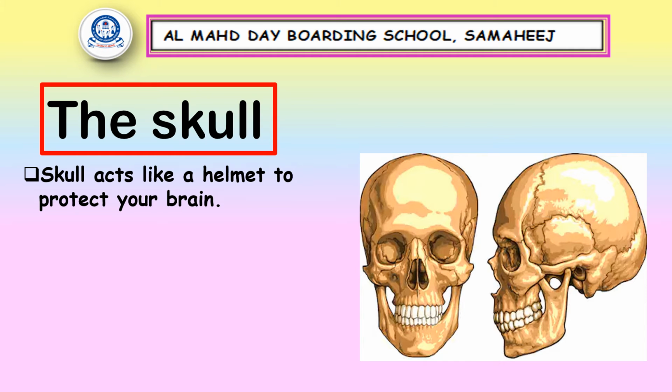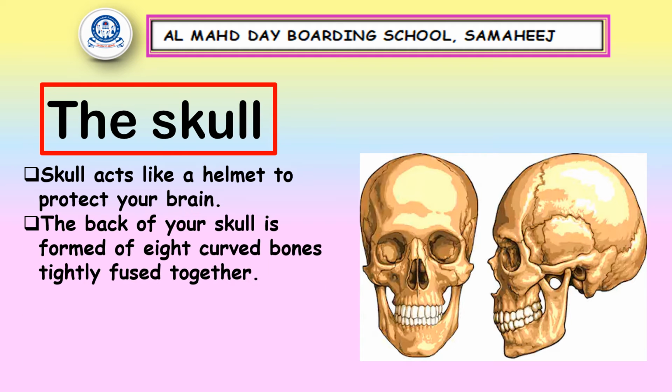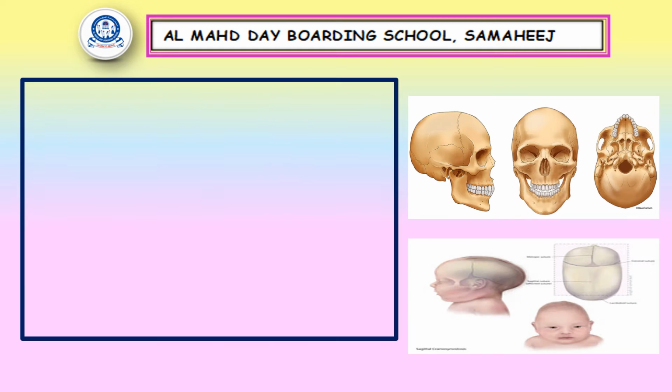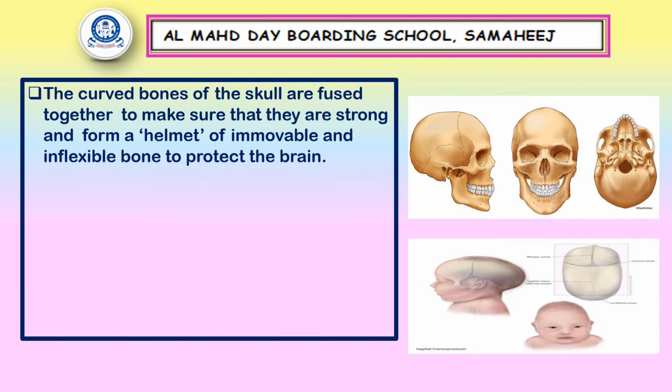It serves as the protection for the brain and the facial skeleton, which is more delicate as it consists mostly of thin-walled bones. The back of your skull is formed of 8 curved bones tightly fused together. The front of your skull is made of 14 facial bones which protect your eyes, nose, and mouth. The curved bones of the skull are fused together to make sure that they are strong and form a helmet of immovable and inflexible bone to protect the brain.